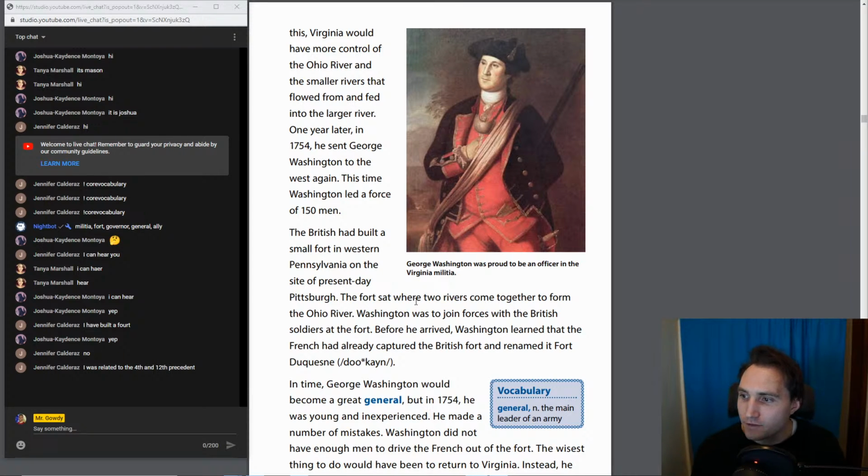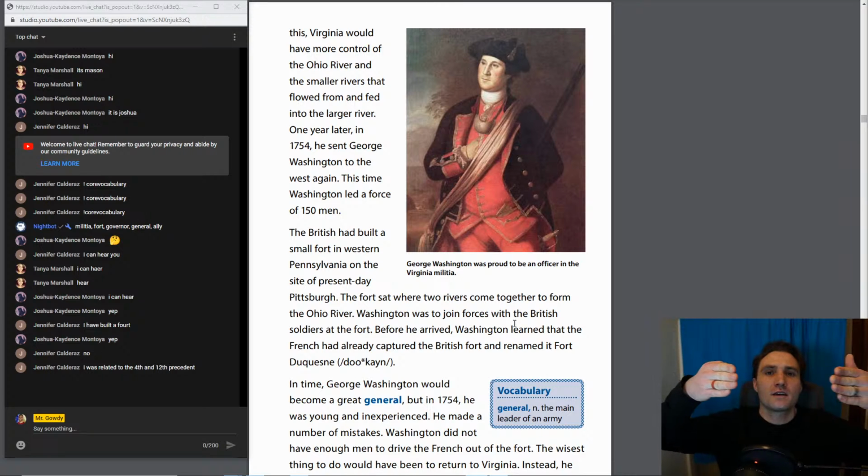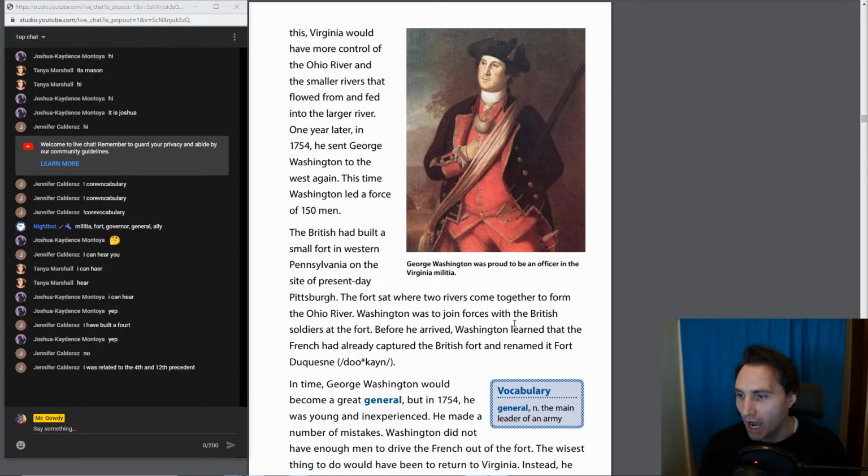The British had built a small fort in western Pennsylvania on the site of present-day Pittsburgh. This is where I served my church mission, was in Pittsburgh. Pretty cool area. The fort sat where two rivers come together to form the Ohio River. So two rivers are coming in, and they meet, and they form the Ohio River.